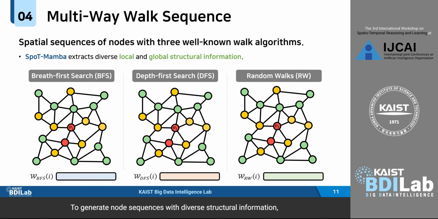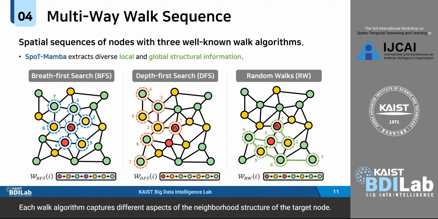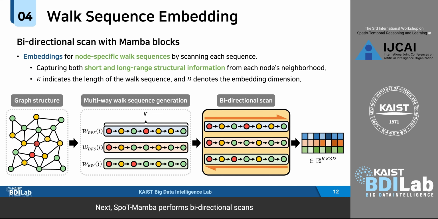To generate node sequences with diverse structural information, we adopt three well-known walk algorithms: breadth-first search, depth-first search, and random walks. Each walk algorithm captures different aspects of the neighborhood structure of the target node. Next, SpoT-Mamba performs bidirectional scans on the different types of walk sequences of length k for each node. This process creates representations for each walk sequence, capturing both short and long-range structural information for each node's neighborhood.